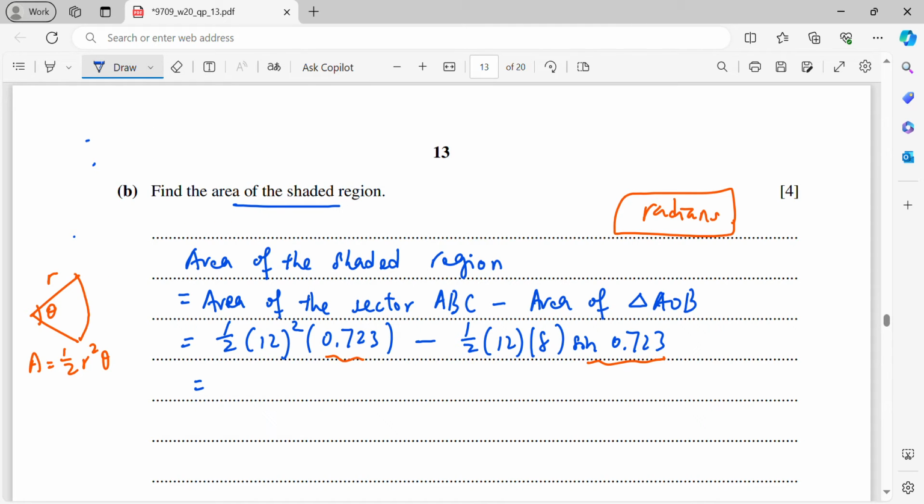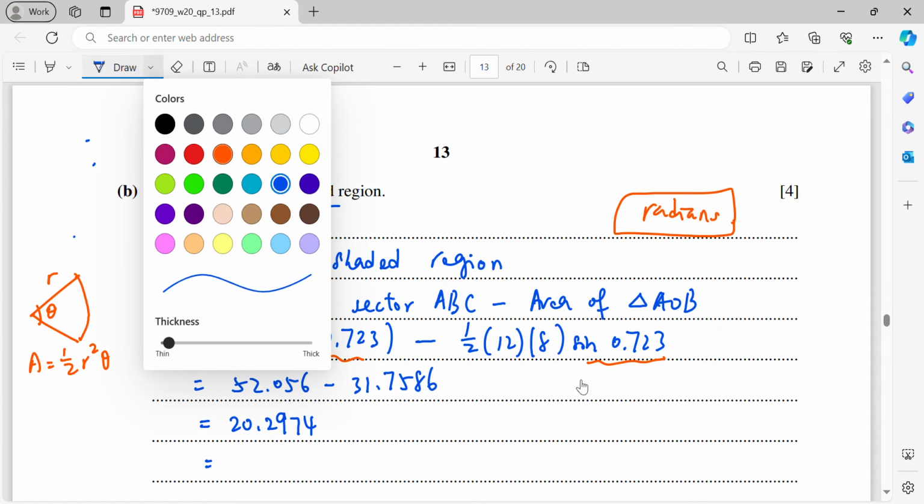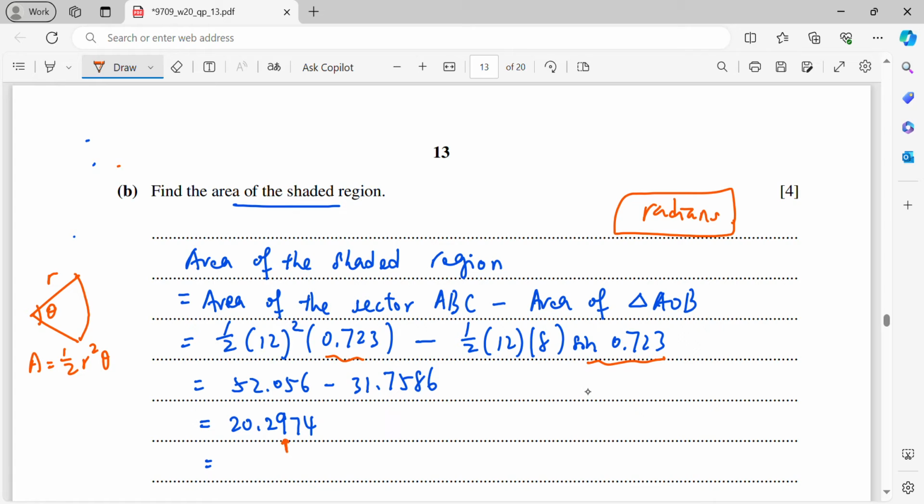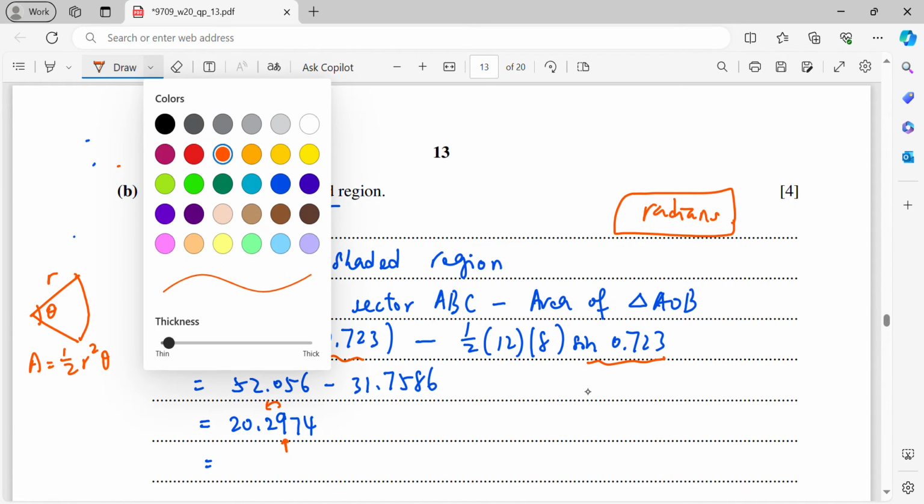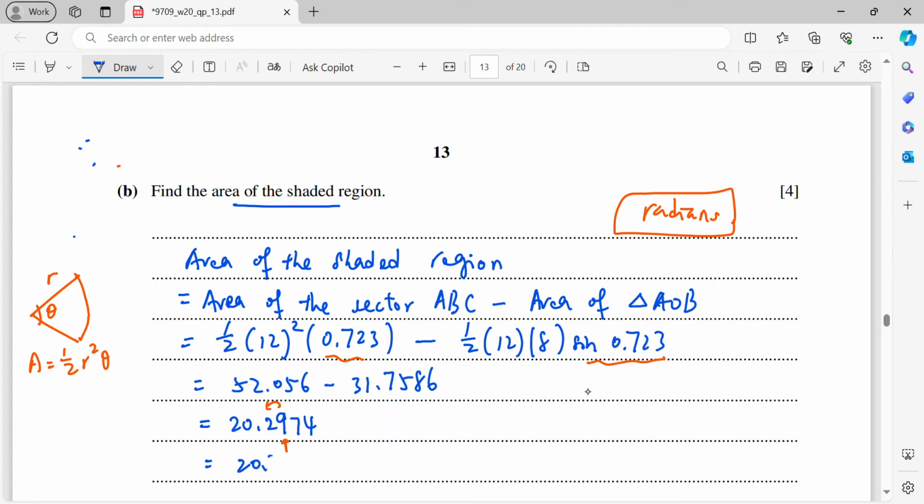Then from here, you will be getting 52.056 for the first value, and the second value is 31.7586. I give more decimal places here because this is my working, not yet the final answer. Then I will be getting 20.2974, and now I round to 3 significant figures. You refer to the fourth significant figure, this is 9. Therefore, rounding up, I will be getting 20.3 centimeter squared. That is my area of the shaded region.